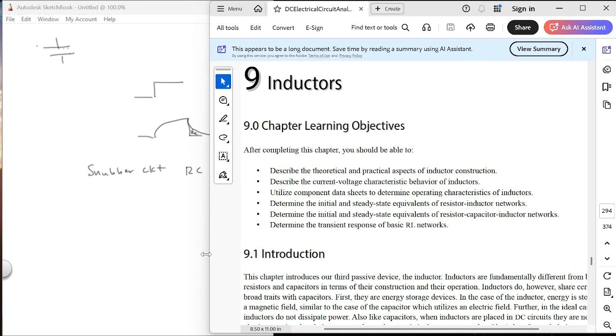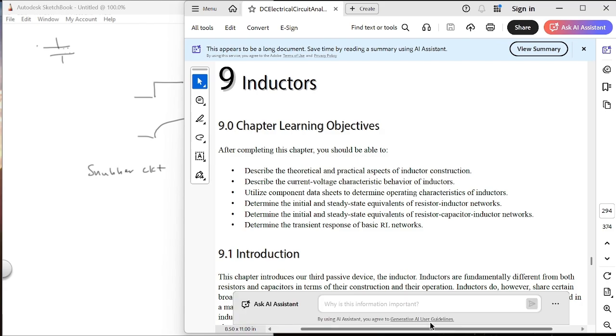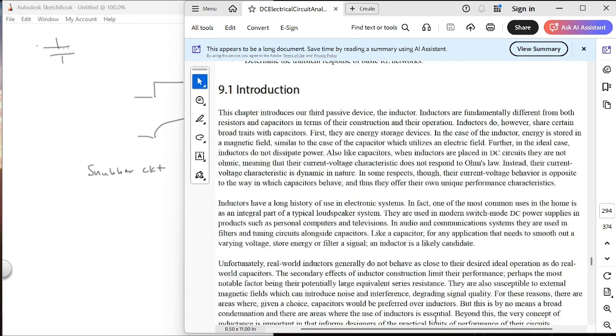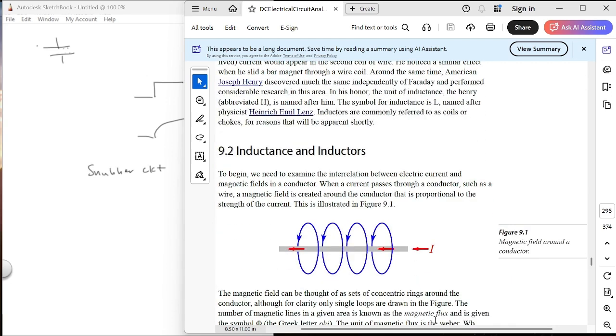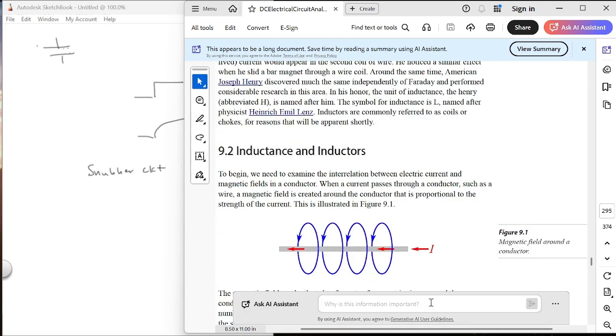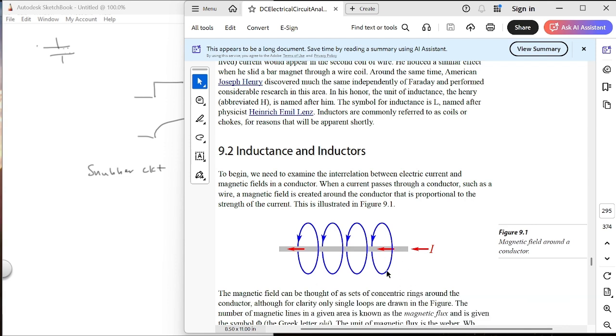So what do inductors look like? They really aren't very interesting things. But you can understand a little bit about circuit analysis and magnetic circuits because you have current and you have a magnetic field, and that's what that shows. That's a magnetic field around that wire.